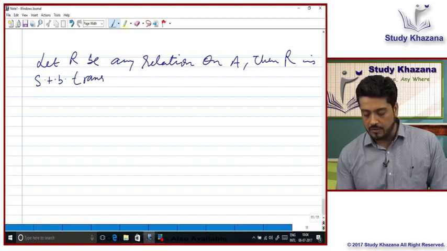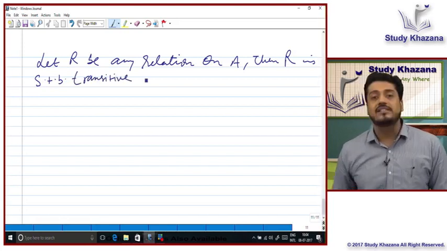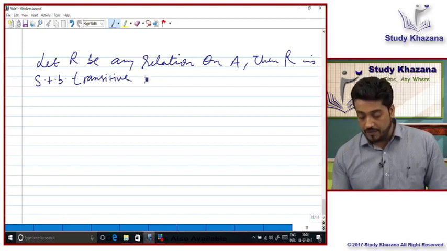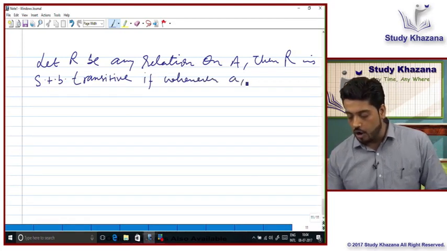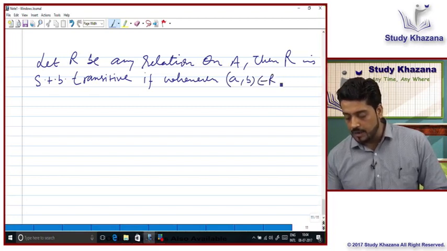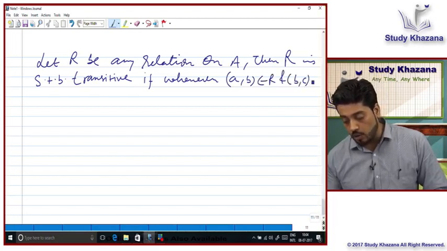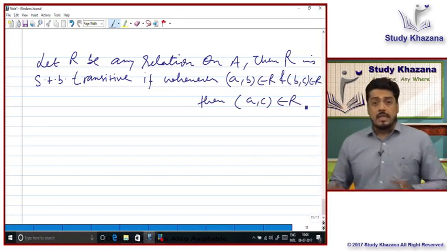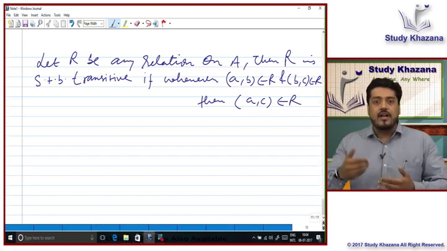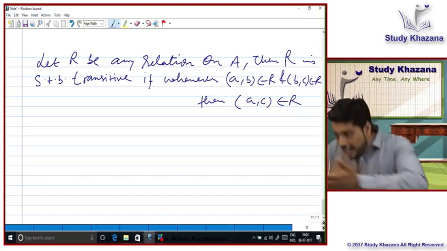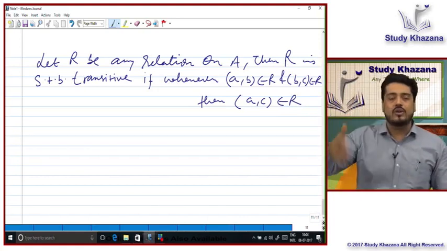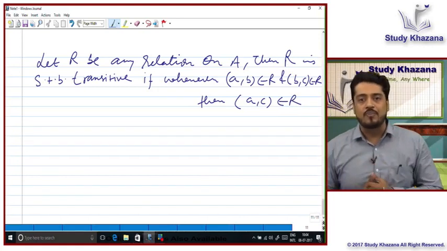Transitive. Then R is said to be transitive if whenever (A, B) belongs to R and (B, C) belongs to R, then (A, C) also belongs to R. You getting my point? The relation is said to be transitive whenever A is related to B and B is related to C, then A is also related to C. You can see this example in your daily life also.